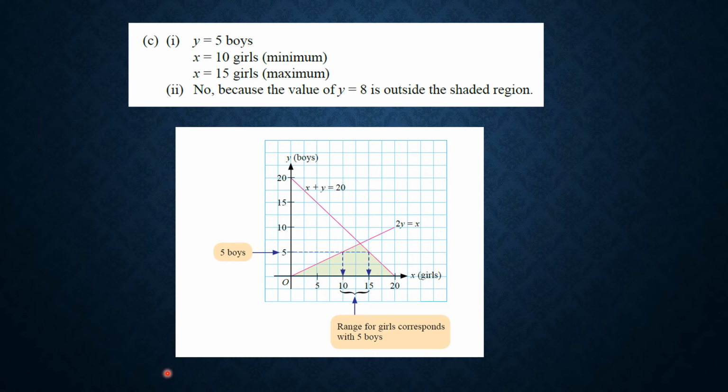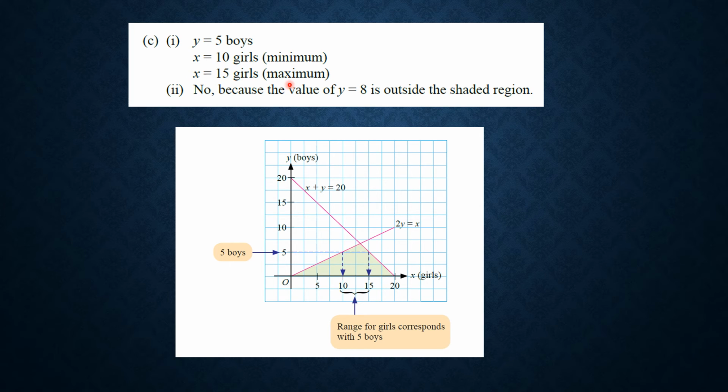Part C. From the graph, determine the minimum and maximum number of girls when the number of boys is 5. So here, the number of boys is 5. So the minimum, okay, it cuts the region at minimum when X equals 10, and it goes until when X equals 15. So that is the answer. X equals 10 girls is minimum and X equals 15 girls is maximum.